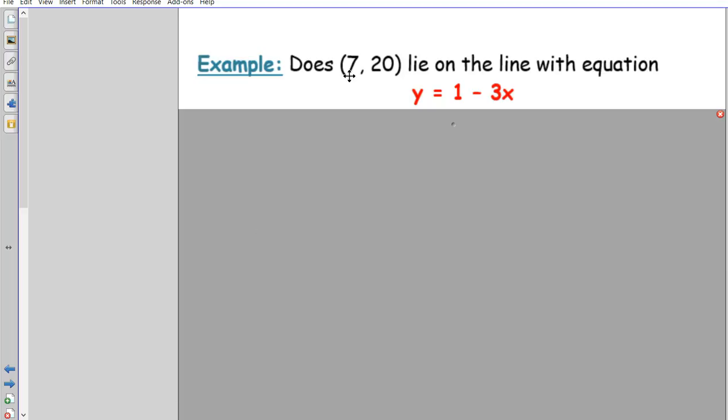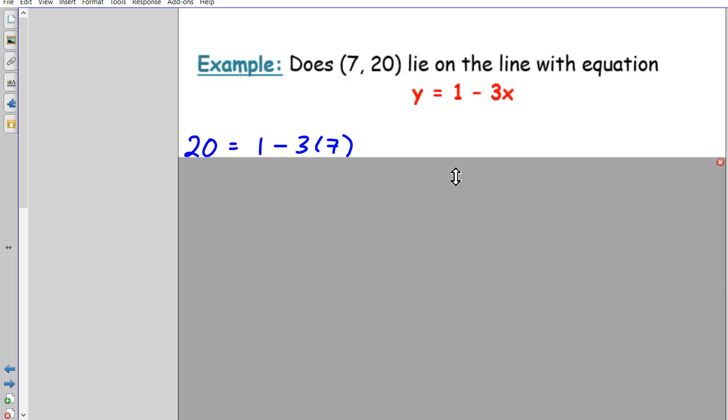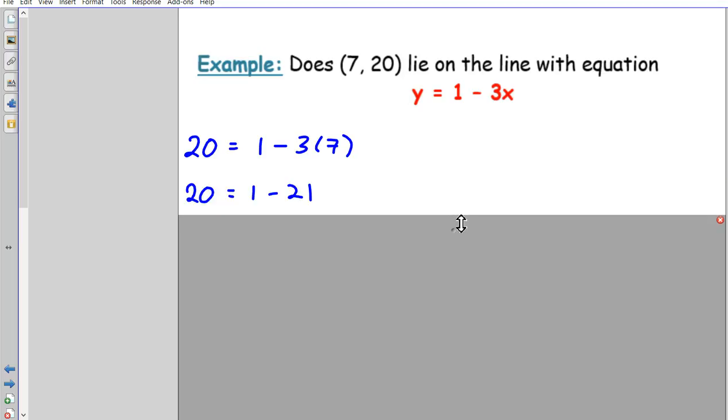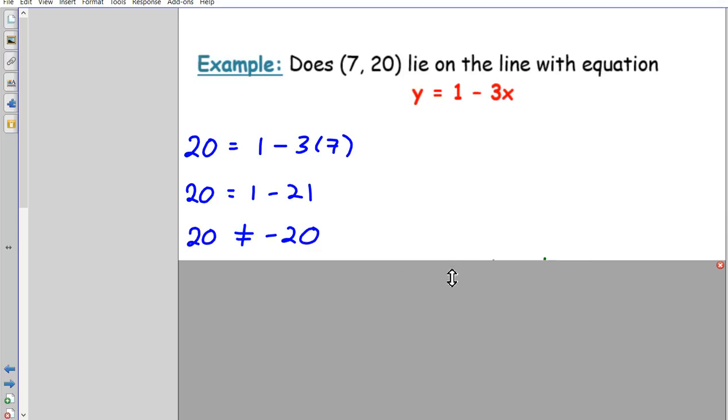Does this point lie on the line with this equation? There's your x, there's your y. First step is substitute in y equals 20, substitute in x equals 7. Show that step, that's very important. Then start to do your calculations. What's 3 times 7? That's right, it's 21. What is 1 subtract 21 equal to? Yes, it's -20.